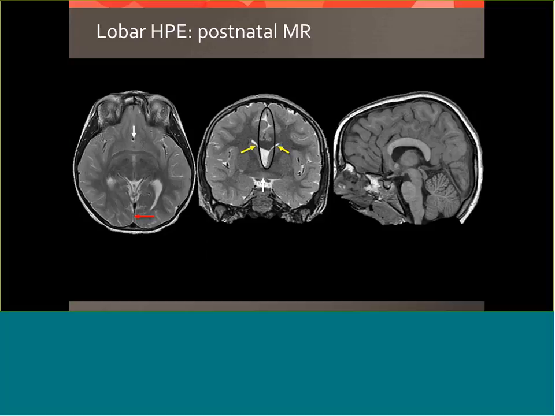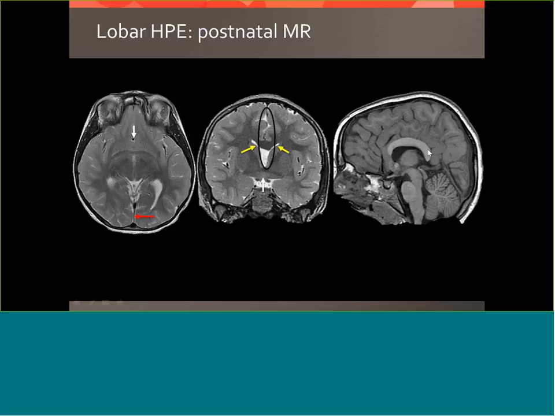And here's a patient with lobar holoprosencephaly postnatally, axial, coronal, and sagittal MR images. The falx is present posteriorly. The septum pellucidum is absent, but the frontal horns are present. Note the dysgenesis of the corpus callosum. Some components are present, and we don't see a good rostrum. What is present is quite thickened.